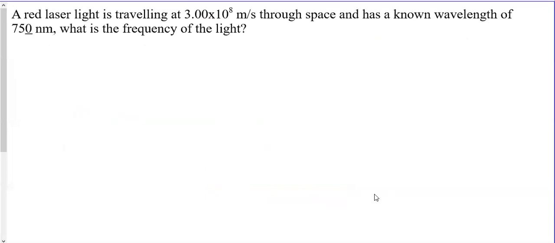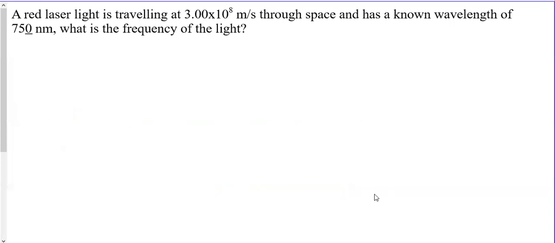Second example is going to be a light example. So here we have a red laser light, and it's traveling at a speed of 3 × 10⁸ meters per second through space. It has a known wavelength of 750 nanometers. What is the frequency of the light?